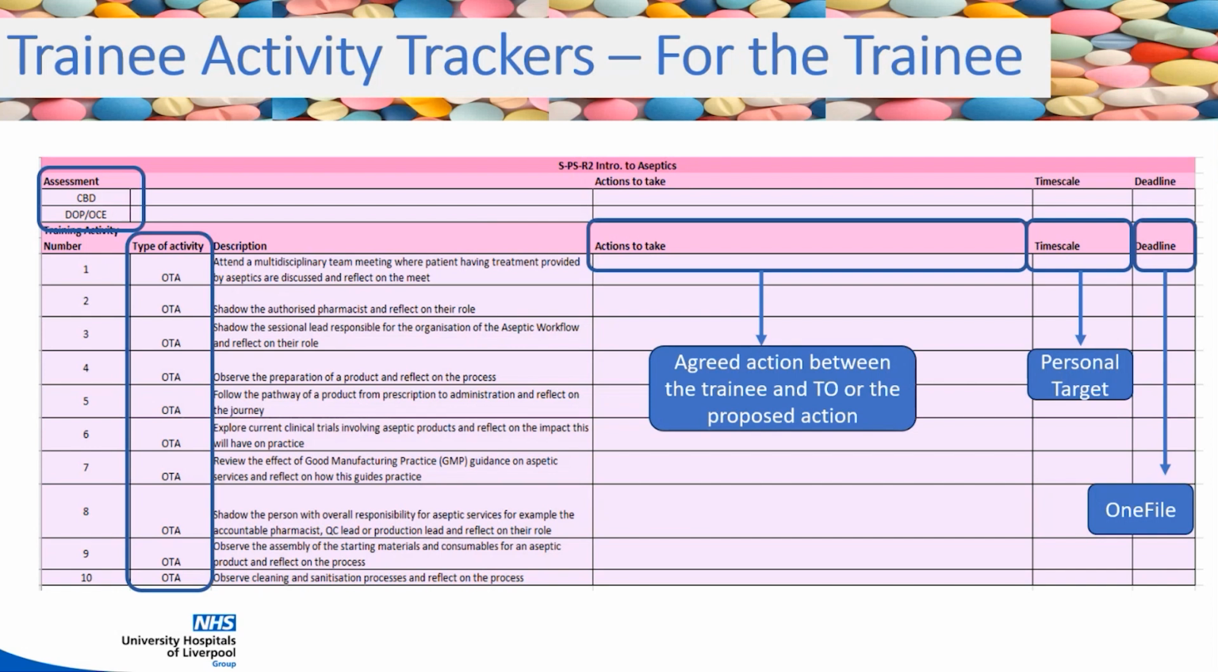So yeah, as I say, the agreed action and the actions to take column is how the trainee and the training officer want to go about completion of this training activity. Timescale is a personal target, and the deadline is the one file dictated by the national school target. Next slide, please.